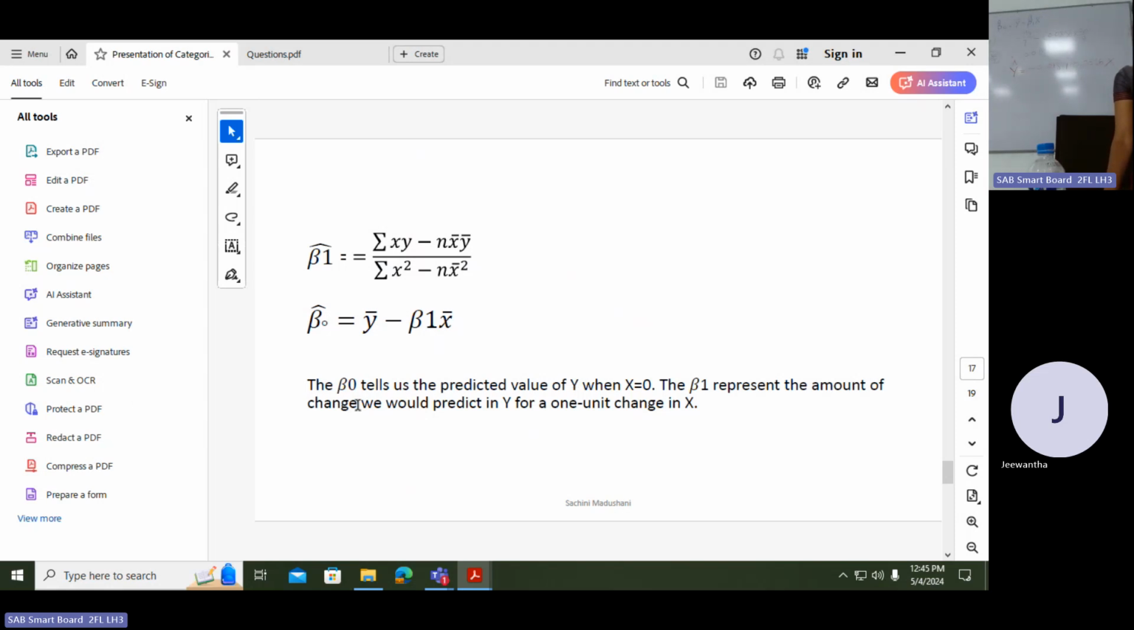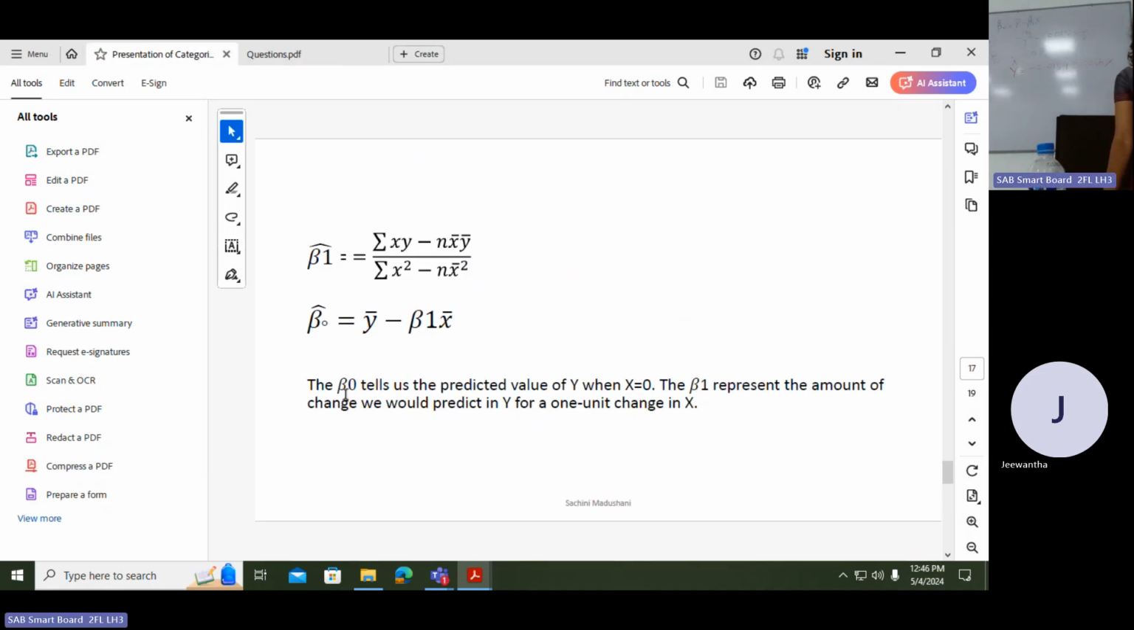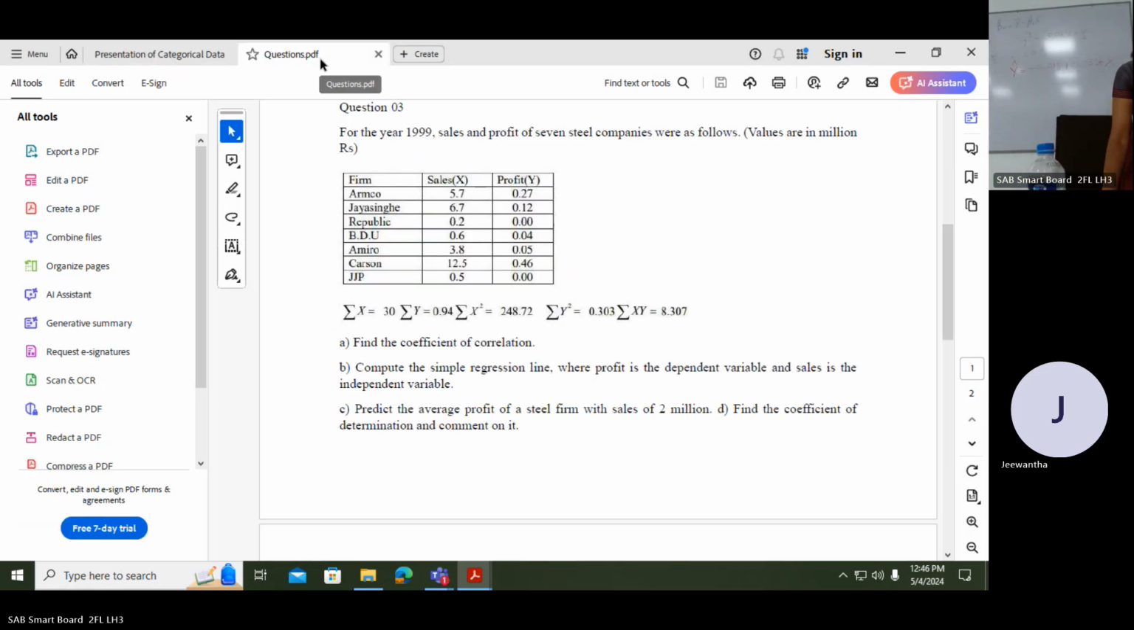Beta naught, how to interpret? In here, what is y? y is the profit. x is the sales. Then how to interpret? Then we can say beta naught, its value is minus 0.018. No? Okay, these values are in millions. Then what is the actual value in here?